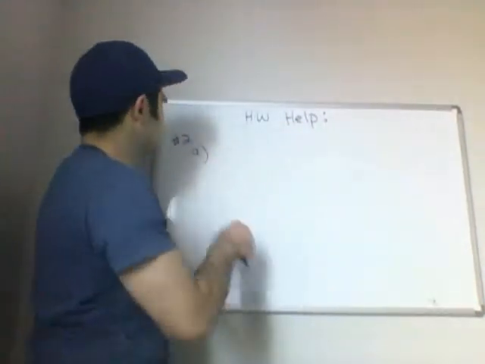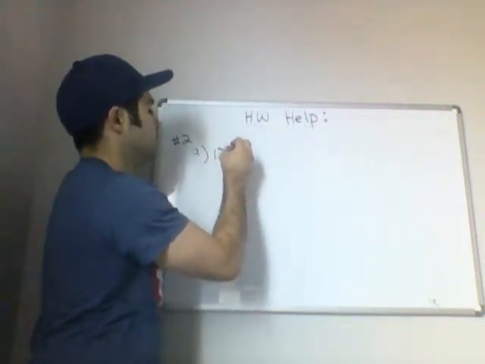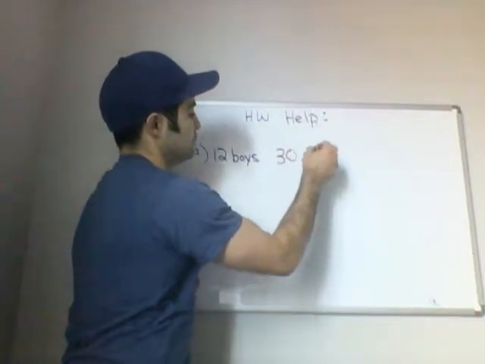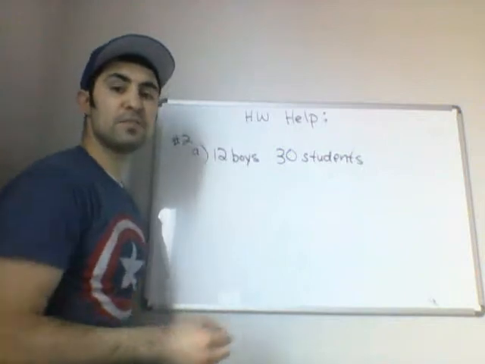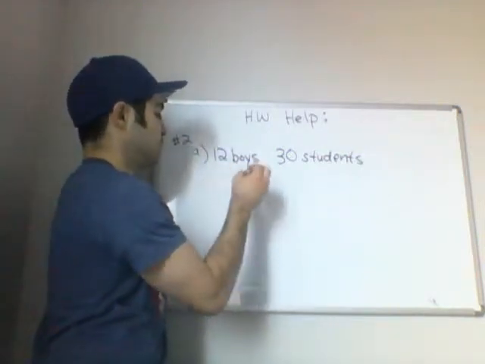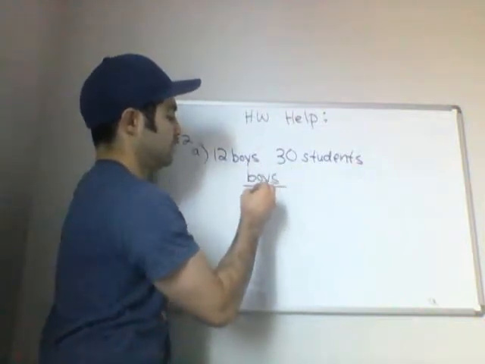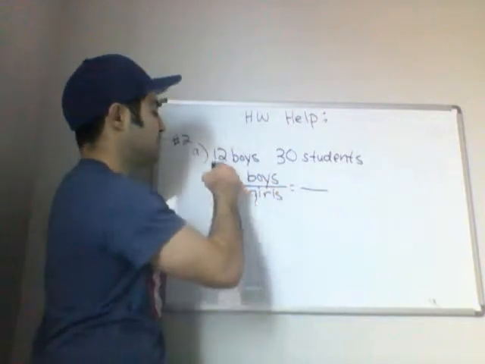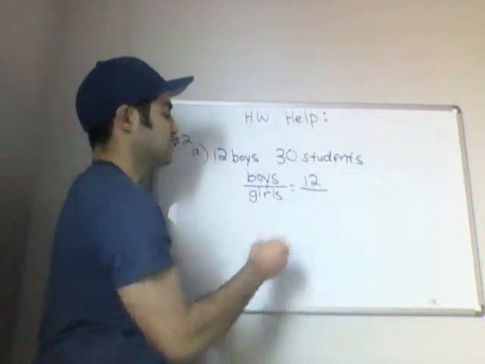All right, so number 2 on your homework, part A, it says there are 12 boys in the class and 30 students. Okay, and it says find the ratio of boys to girls. So when you're finding ratios, you'd put boys on top and girls on bottom. So what's the number that's associated with boys is 12, and the number that's associated with girls is 30.